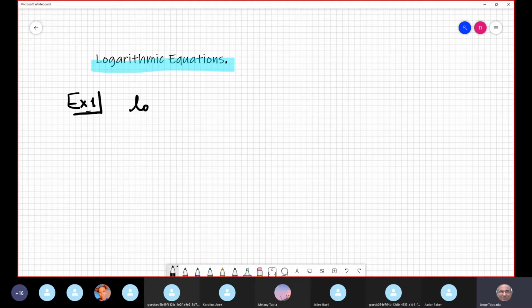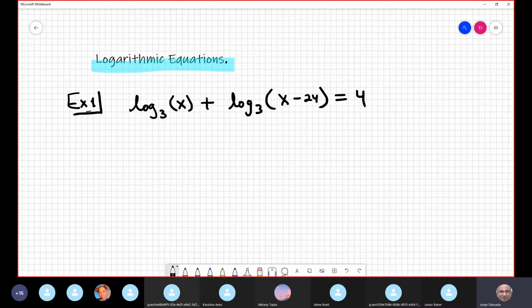Suppose log base 3 of x plus log base 3 of x minus 24 equals 4. This is my equation, given in the test. In the test, I have no idea which base I will put: 3, 5, 2, 10. So we can have an equation with a natural logarithm or common logarithm. You need to be aware of any base. The procedure is always the same.